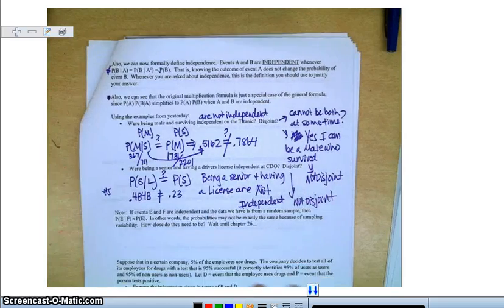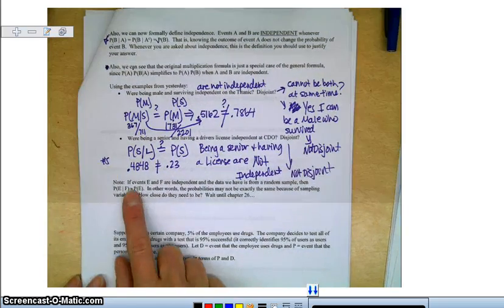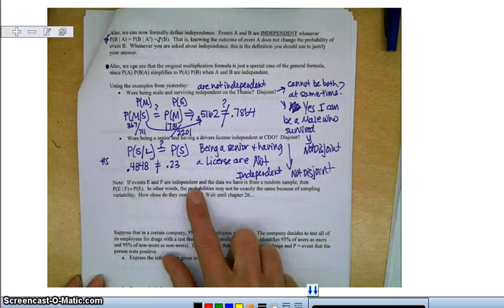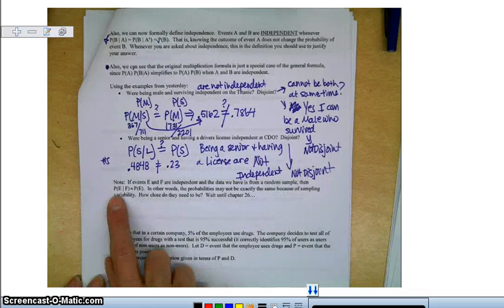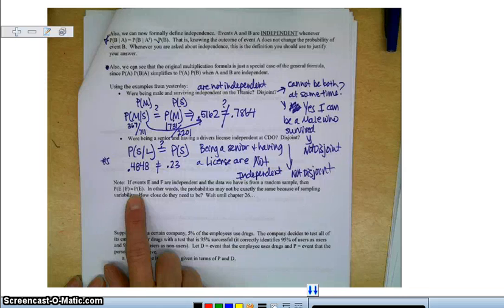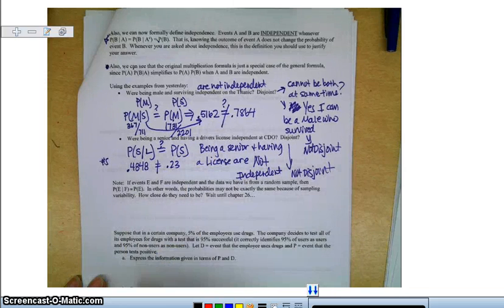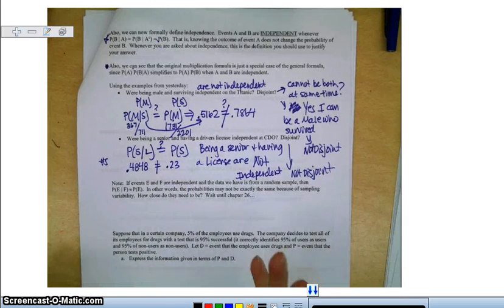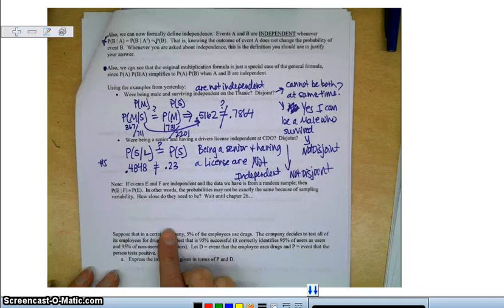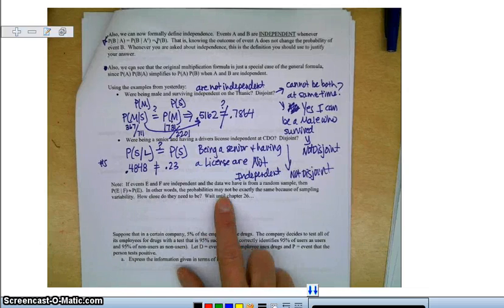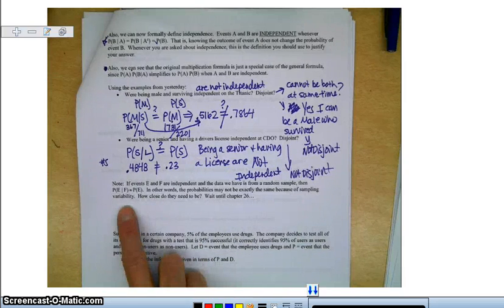All right. So now note, if events E and F are independent and the data we have is from a random sample, then the probability of E, given that event F has happened, is approximately the same as the probability of event E. None of these were approximately the same as each other. If they're off by a few decimals, that's okay, but typically you want the tenths decimals to match up in order to say they're independent. So in other words, the probabilities may not be exactly the same because of sampling variability.